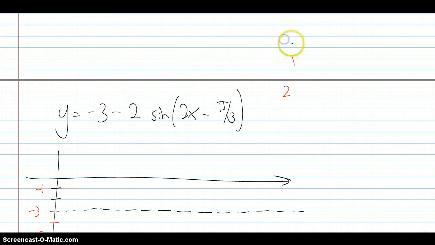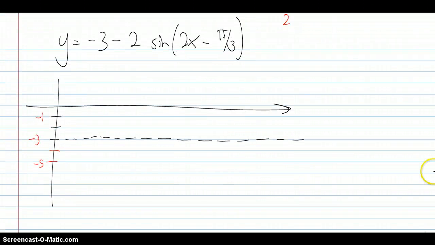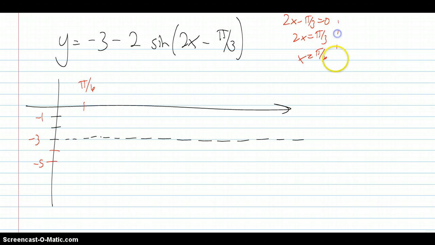And we're going to take 2x minus pi over 3, set it equal to 0. So 2x equals pi over 3, x equals pi over 6. That's where we'll have our first period start. 2x minus pi over 3 equals 2 pi. So 2x equals 7 pi over 3. x equals 7 pi over 6. That's where the first period is going to end.